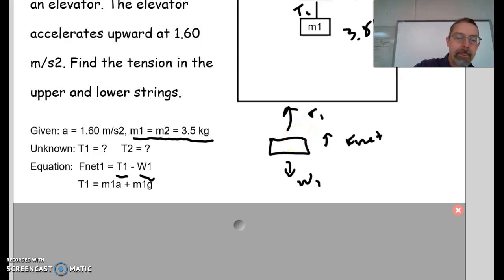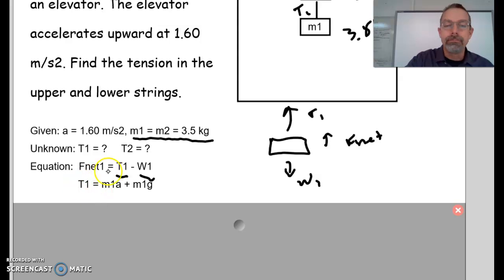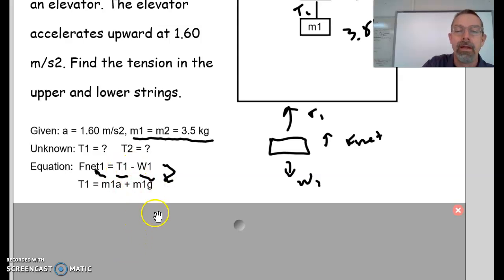Okay? So I'm going to rearrange this since I'm looking for T1, and I'm going to flop my weight over to the other side here. So my T1 equals M1A, which is my F net. That's the same thing. It's mass times acceleration. It's Newton's second law. And my weight is the same as mass times gravity. So I hope that wasn't too big of a jump to go from here to here, but they're the same thing. I'm just rearranging it.